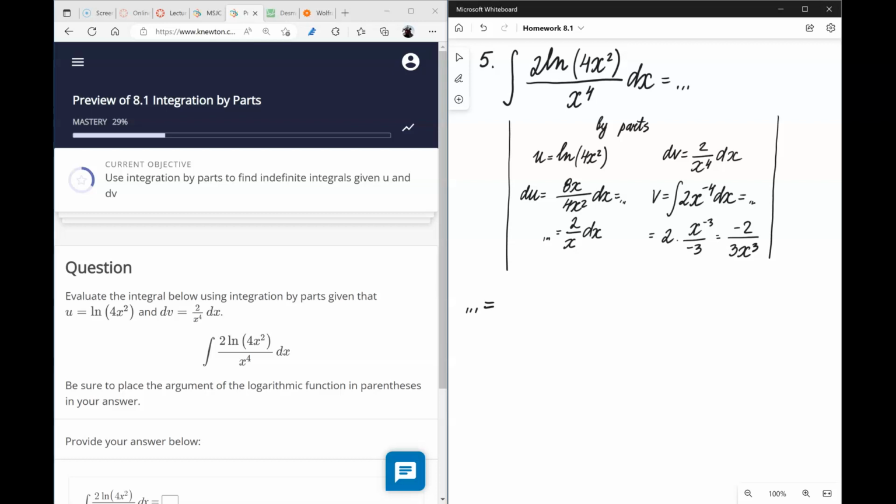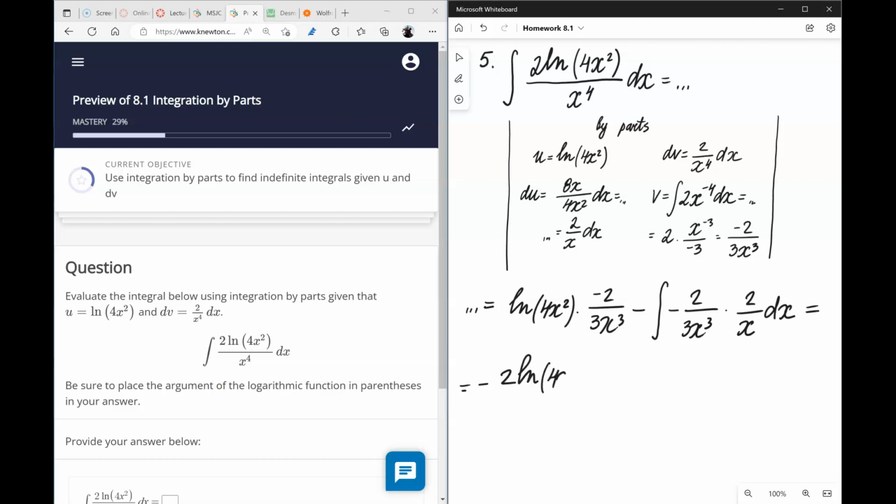So it's going to be u v minus integral of v du. And here we can do some basic maintenance, like simplify, maybe just a little. Take out all the constants.